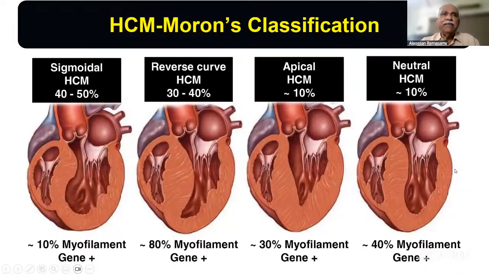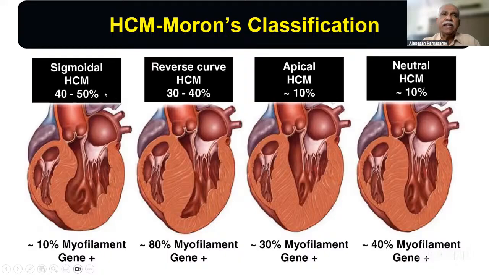Maron has described different morphological types. They are called sigmoidal type, reverse curve type, apical type, and neutral type. So the importance of this is the reverse curve type is the one which is commonly associated with genetic abnormality. We have about 80% of the patients with reverse curve type will have genetic abnormality, and the apical HCM about 30%, and the neutral HCM about 40%.